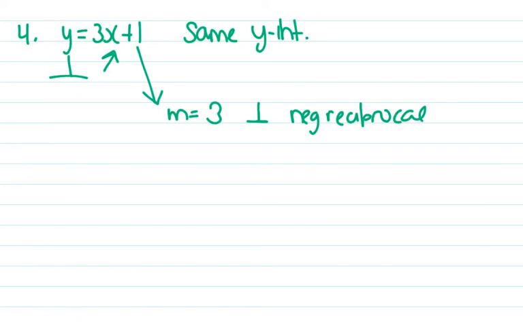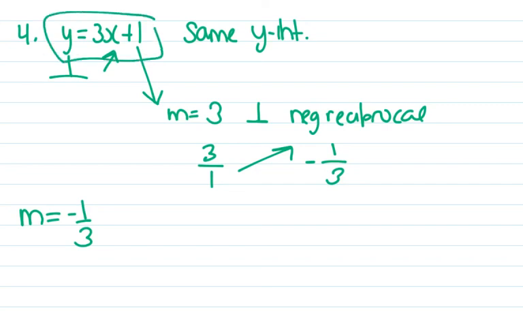3 as a fraction is 3 over 1. So the negative reciprocal would be 1/3, but negative, so negative 1/3. So now my slope is negative 1/3. And the y-intercept in this line is b, which is 1. So b equals 1. So therefore, the equation of my new line is y equals negative 1/3 x plus 1.